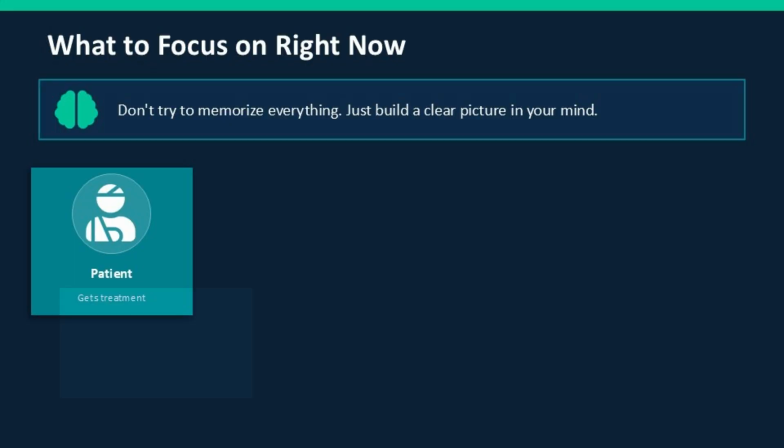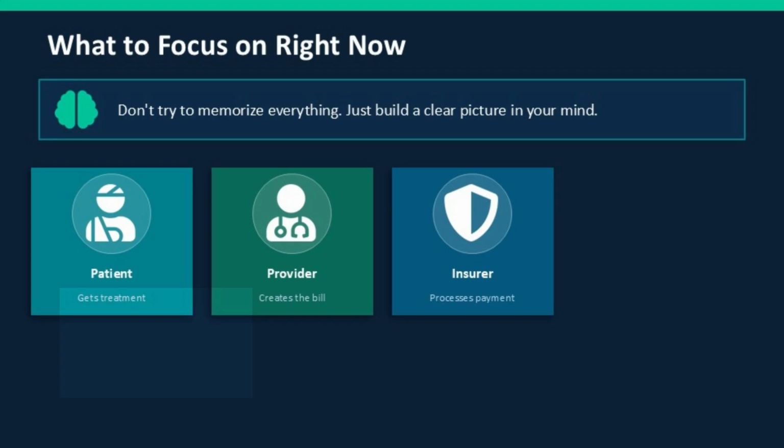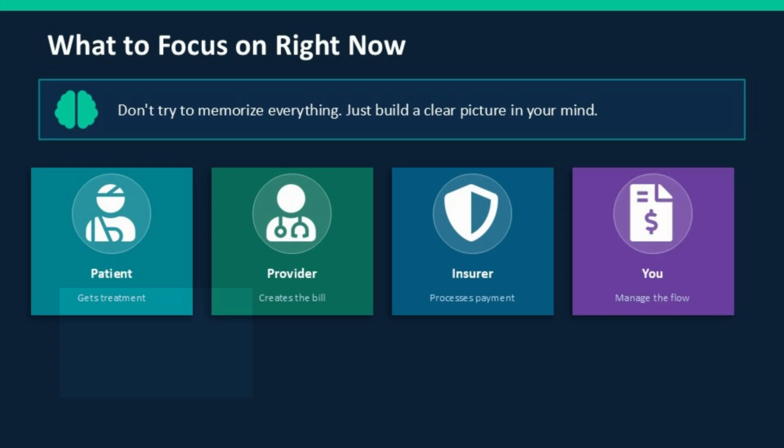At this stage, don't try to memorize everything. You don't need to remember every type of insurance or every rule. Just build a clear picture in your mind. There is a patient, there is a provider, there is an insurance company, and there is you. The patient gets treatment, the provider creates a bill, the insurance company processes it, and you manage the entire flow. If you understand this clearly, you are already ahead of most beginners.